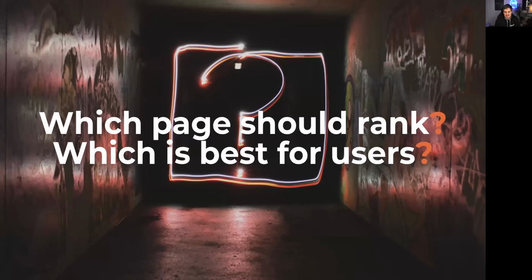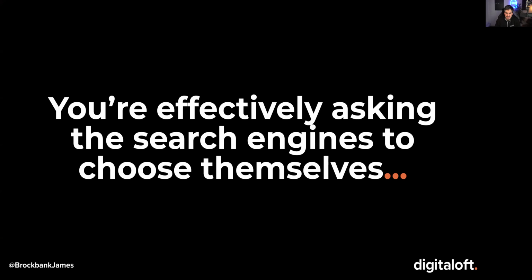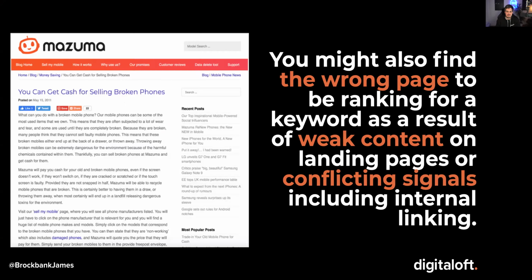So you've got to start asking which pages should rank, which page is best for the users, which page is going to convert or help the searcher to answer their query. Because when you're serving multiple different pages with the same intent, what you're effectively asking the search engines to do is choose this for themselves based on the various signals available.